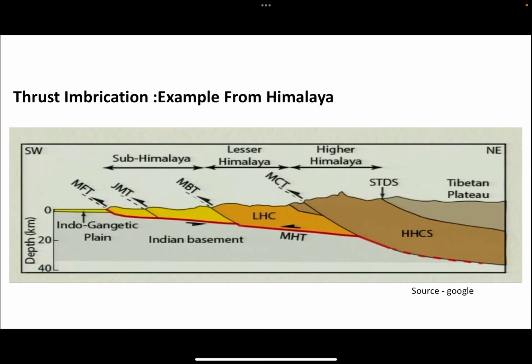Then thrust, for example, the Himalaya. You can think about the Himalaya, that will be a series of faults starting from the north: STDS, then MCT, MBT, and MFT in the south. The youngest fault is the MFT, and STDS is the oldest. Initially we first formed this, then this. Like the previous illustration, this is another type of thrust imbrication. This is the MFT, the Main Himalayan Thrust. This is a good example of thrust imbrication.